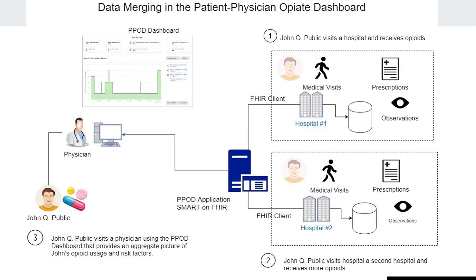The dashboard federates data from multiple sources. This diagram illustrates the data aggregation in a hypothetical encounter. In step 1, a patient visits a hospital and receives medication. In step 2, a patient visits a second hospital and receives more medication. In step 3, when the patient visits a physician using the PPOD dashboard, the physician will receive an aggregate picture of the patient opioid usage and risk factors.